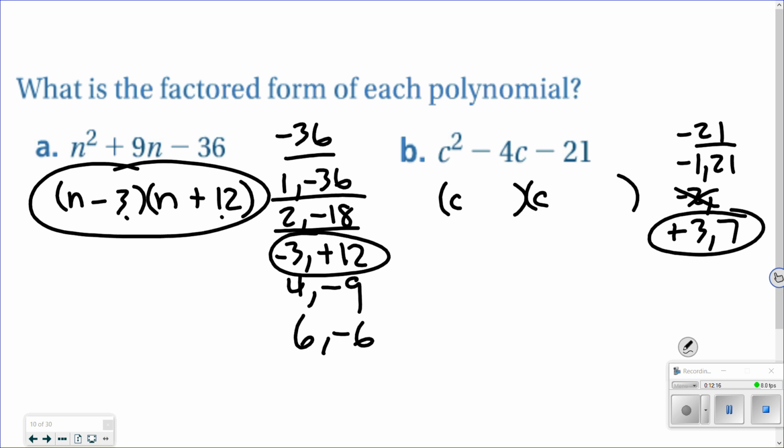If I change that to a plus 3 and a minus 7, now I still get a negative 21 when I multiply them, but now they add up to be a negative 4. So plus 3 minus 7, there's our factored form.